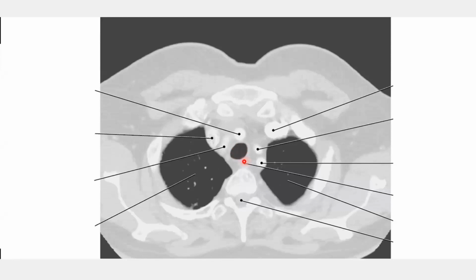Trachea, and posterior to the trachea, esophagus. And here this is the spinal cord, and these are the lungs, right? So what level do you think this is? Yes, about T2, T3 level. That is about the T4 level, right?